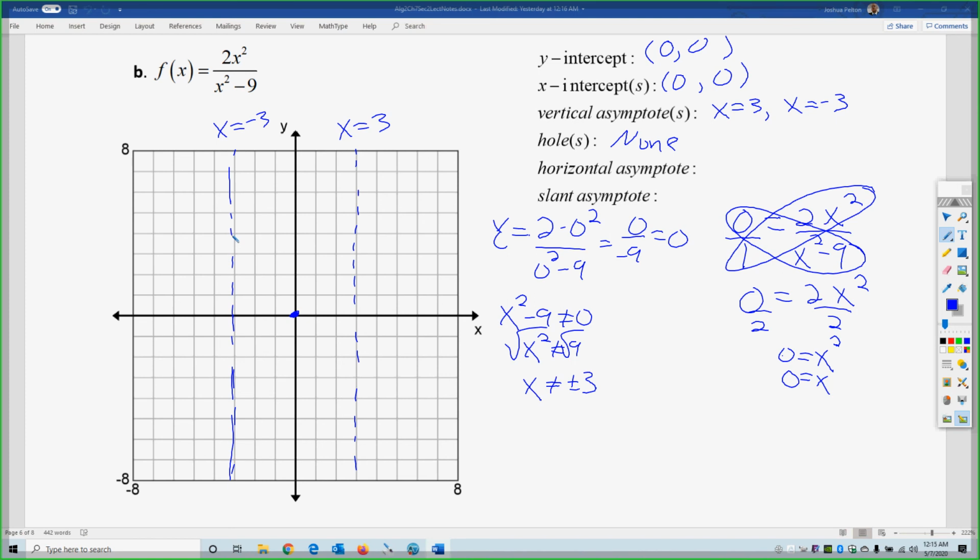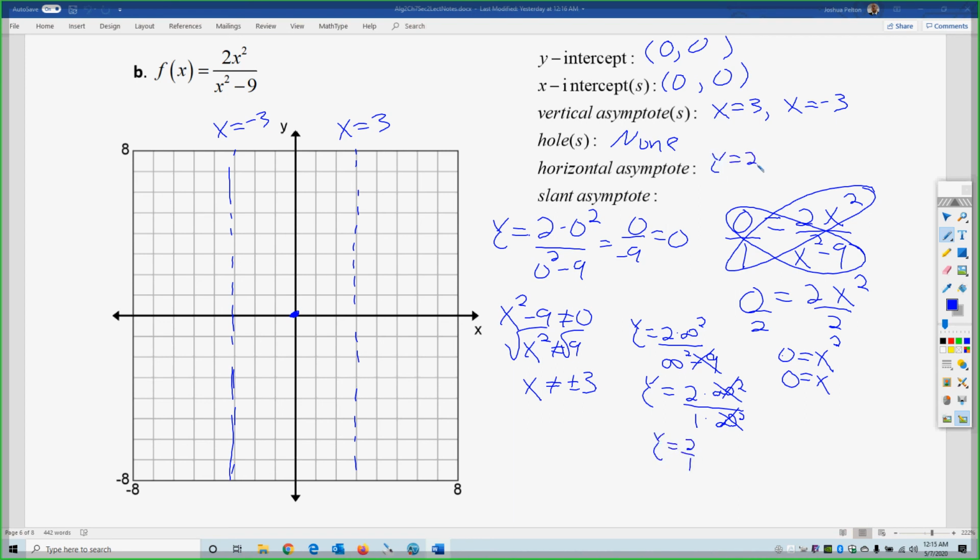All right, horizontal asymptotes. We plug in infinity. So y equals 2 times infinity squared over infinity squared minus 9. Again, non-leading terms don't matter. So I essentially have 2 times infinity squared over 1 times infinity squared. And those cancel because they're just like x squared over x squared. So I get y equals 2 over 1, or just 2.